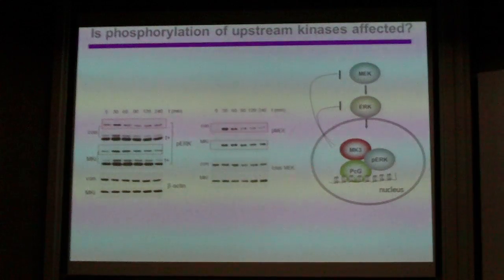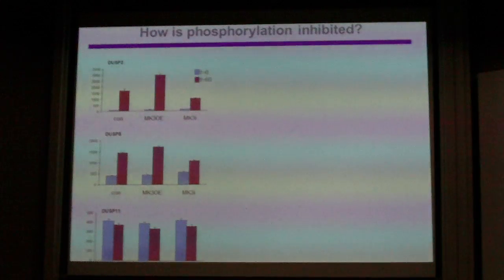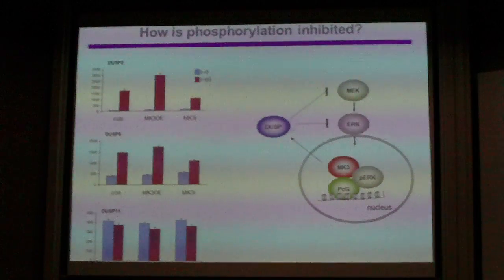And one of the questions was, how can this happen? How can MK inhibit ERK and MAC? Because MK3 is actually a kinase as well. So we thought that maybe MP3 induces a phosphatase action, and that's what we looked for. There's not a lot known about it, but DUSPs, short for dual specificity phosphatases, are involved in dephosphorylating and therefore deactivating MAC and ERK.